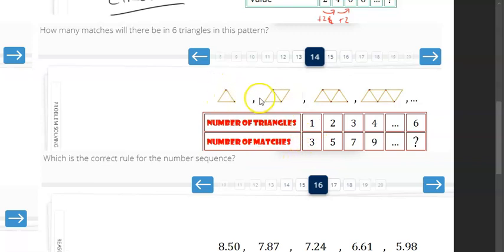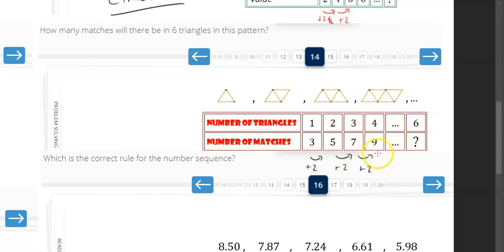And then we're going to add 2 more to get 2 triangles, and all up we have 5 matchsticks. And then we add another 2 to get 7 matchsticks, make it 3 triangles. So we know that this goes up by 2, goes up by 2, goes up by 2.